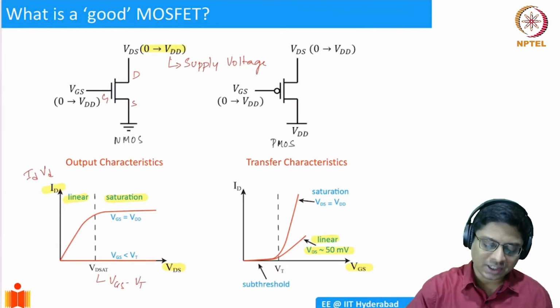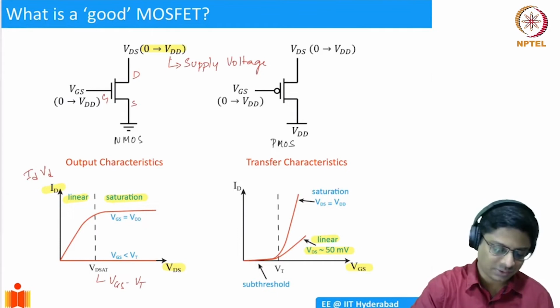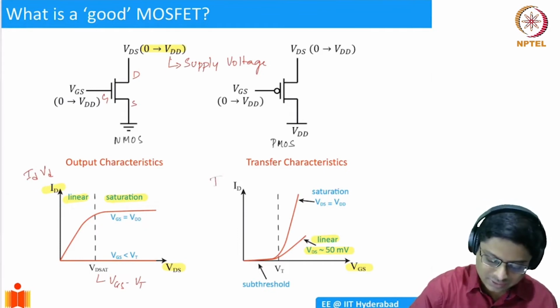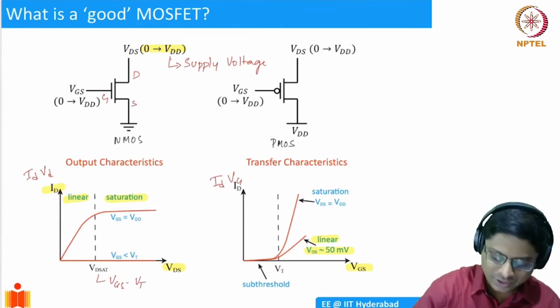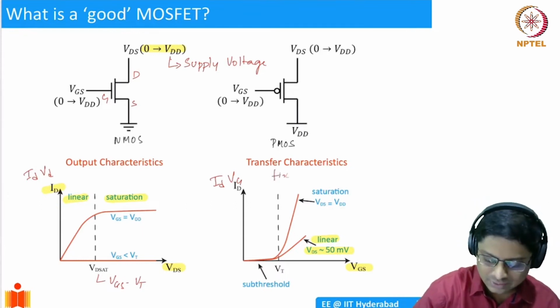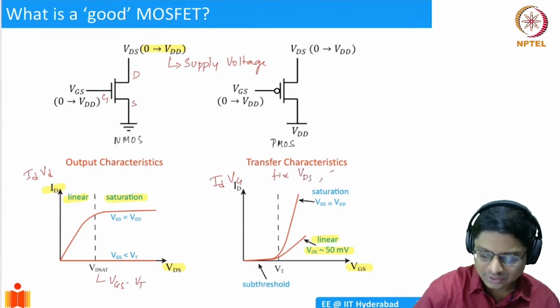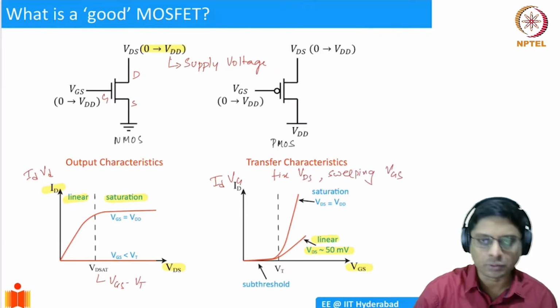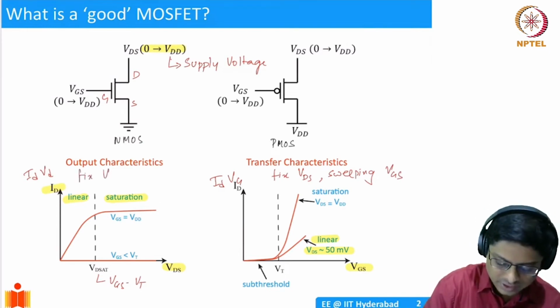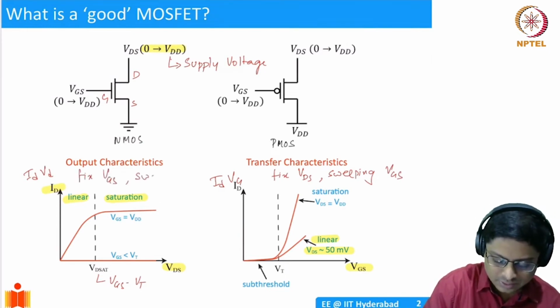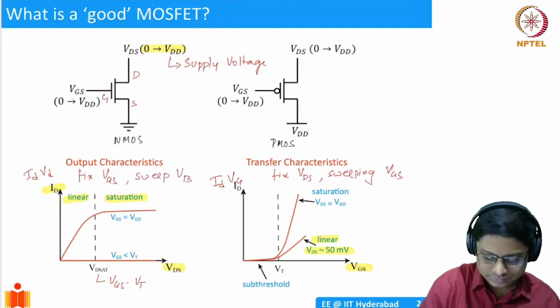So you get a saturation ID, IDVG curve. Okay, this we call IDVG. These are different ways of referring to it. So in transfer characteristic, we are fixing VDS and then sweeping VGS, gate voltage. In output, we are fixing VGS and then sweep VDS.